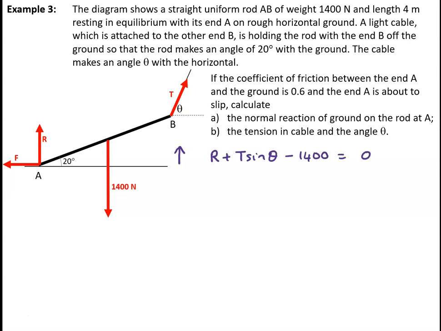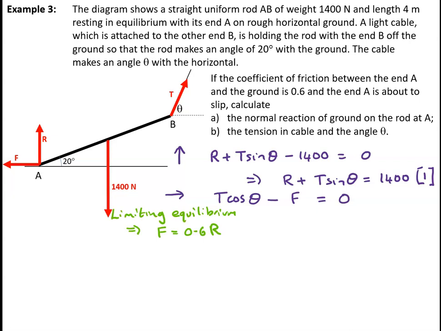So, resolving vertically, we've got R plus T sine theta minus 1400 must equal 0, or R plus T sine theta equals 1400. Resolving horizontally, we've got T cos theta minus F equals 0. Since we've got limiting equilibrium, F must equal 0.6 times R. The fact it's limiting equilibrium is because we've been told that the end A is about to slip. So I know that F is equal to 0.6 R, so we can rewrite the previous equation as T cos theta minus 0.6 R is equal to 0.